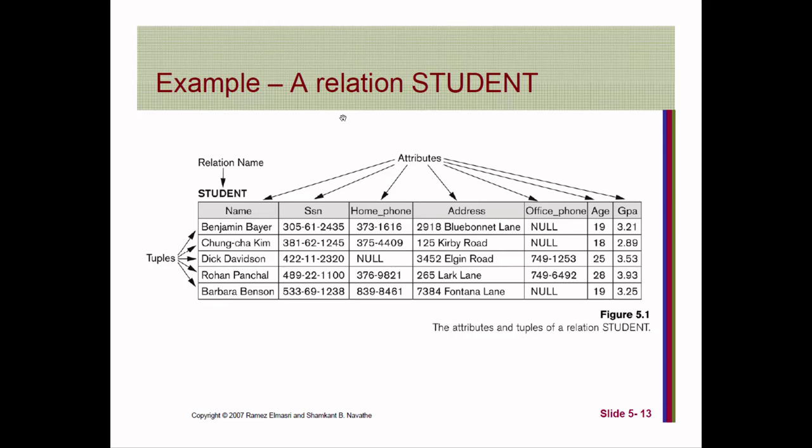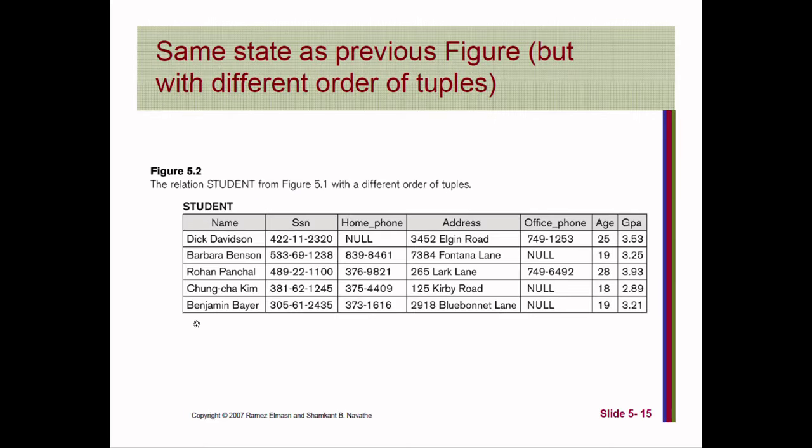Now here we have an example of a state of the relation student. We have these 5 tuples here. Now what if I were to change the order of the tuples? So for example, here Benjamin Bear is the first tuple, then we have Chung and so on. If I put Benjamin Bear last, Chung second last, and so on, so I flip the order of the tuples, but the values are the same. No values have changed. I have simply put the tuples in a different order. Does it make a difference in the relation state? The answer is no, it doesn't.